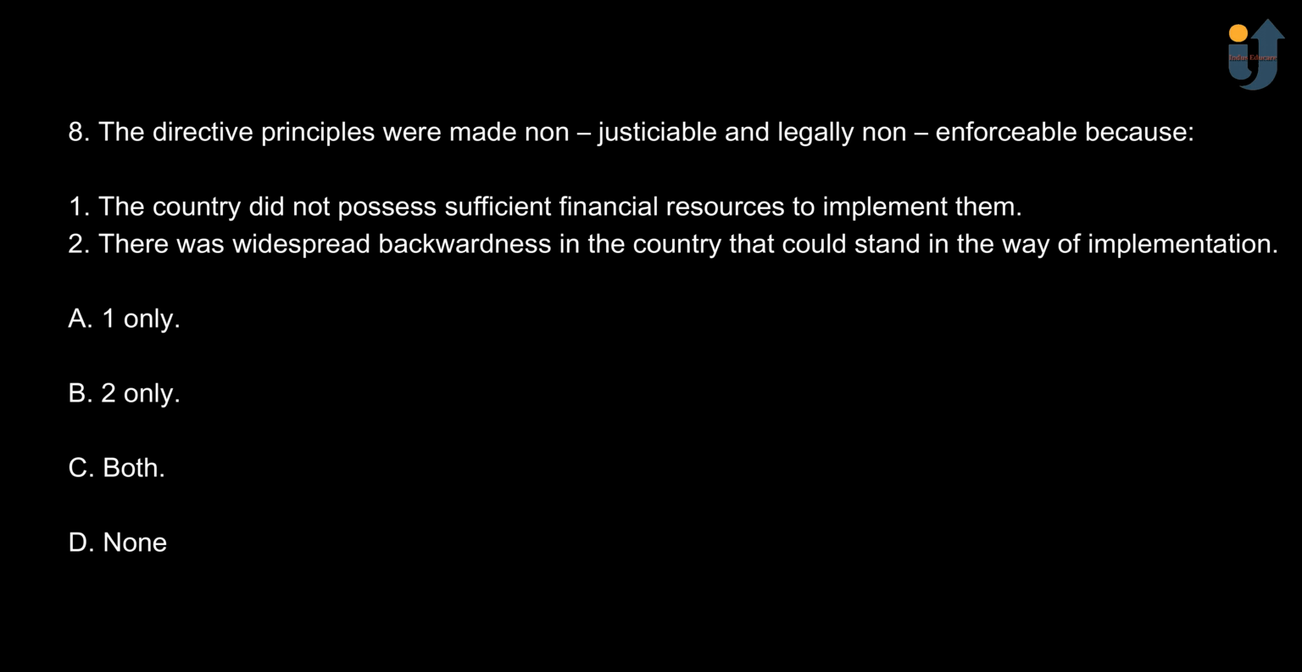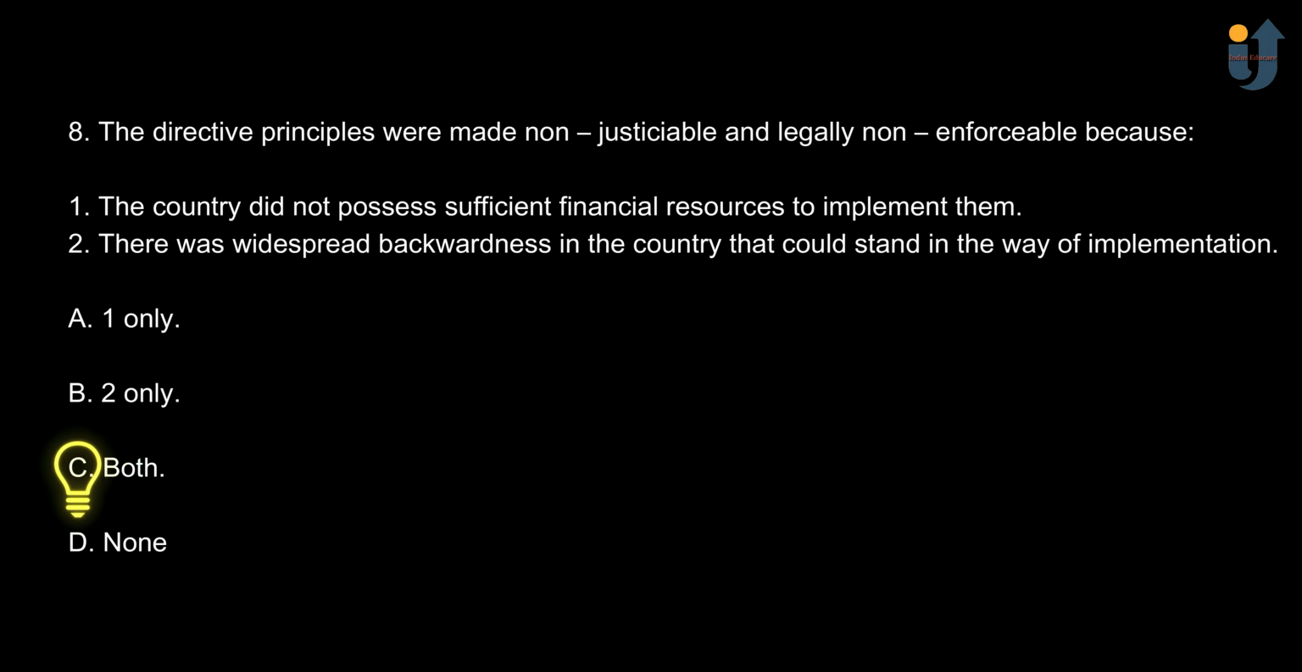Next, the directive principles were made non-justiciable and legally non-enforceable because: Statement 1, the country did not possess sufficient financial resources to implement them. And number 2, there was widespread backwardness in the country that could stand in the way of implementation. Option A, one only. Option B, two only. Option C, both. And option D is none. The correct option is option C, both.